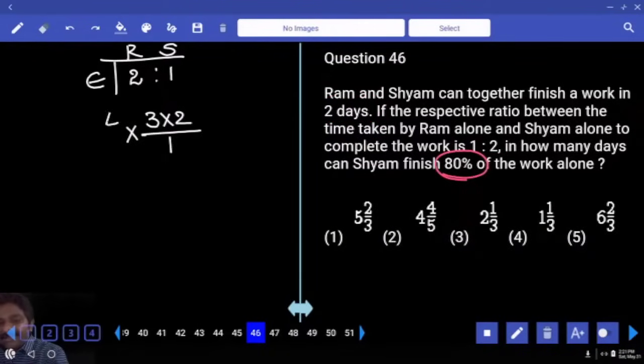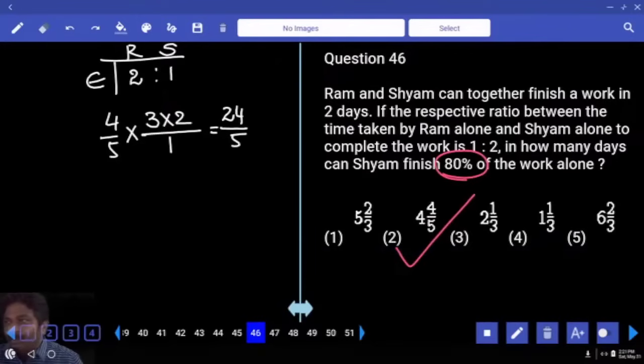Can I write 80% as 4 by 5? Right. Now, for simplicity, fine. That's fine. Numerator, 24 divided by answer 4 by 5. Second option.